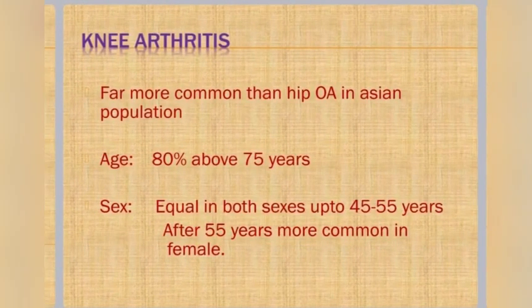Knee arthritis is far more common than hip osteoarthritis in the Asian population. Age: 80% are above 75 years. Sex: equal in both sexes up to 45 to 55 years. After 55 years it is more common in females.